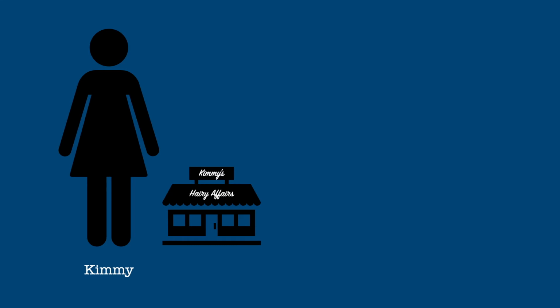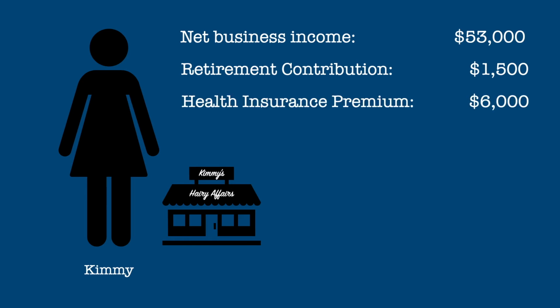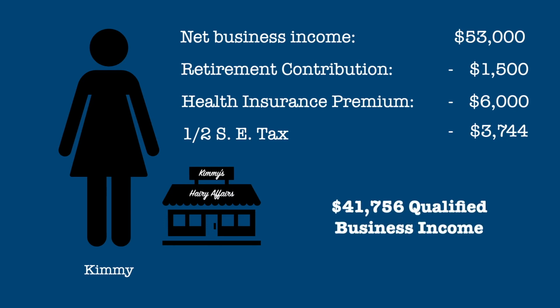Here's an example. Kimmy owns a hair salon and her net income from the business is $53,000. She contributed $1,500 to her retirement plan and paid $6,000 for her health insurance. Her adjustment for self-employment tax is $3,744. By the way, if you want to know how that was calculated, click on the card above or the link in the description. After subtracting these adjustments, her qualified business income is $41,756.